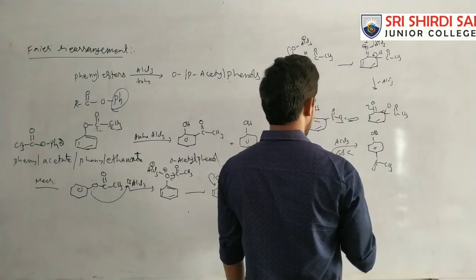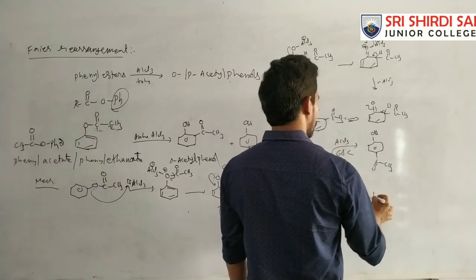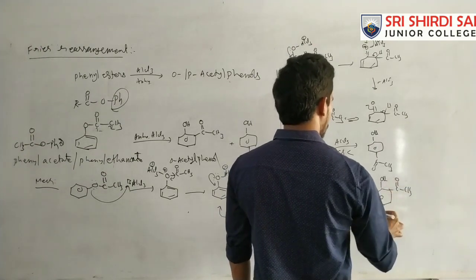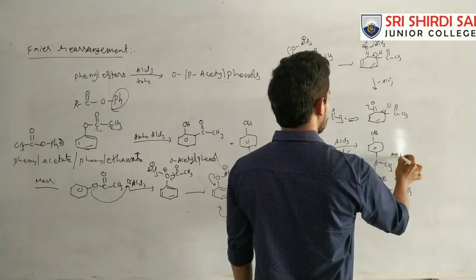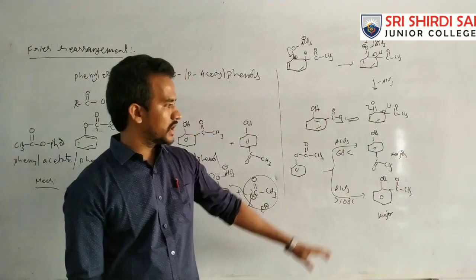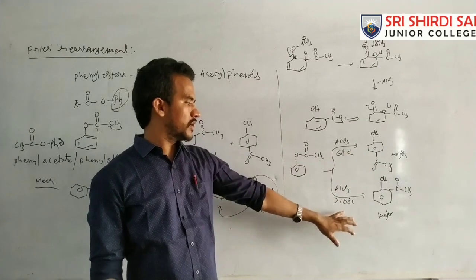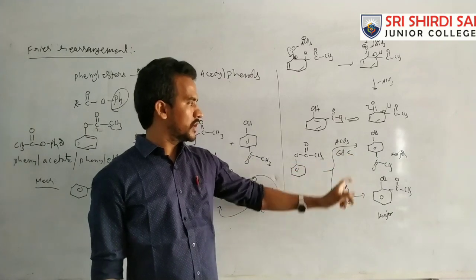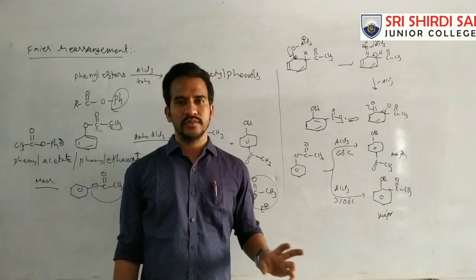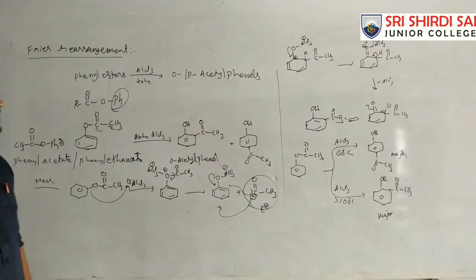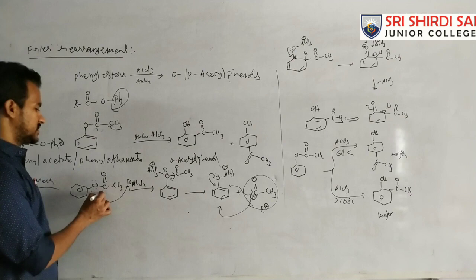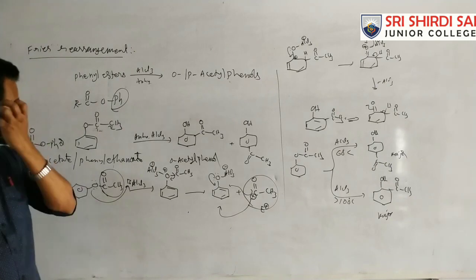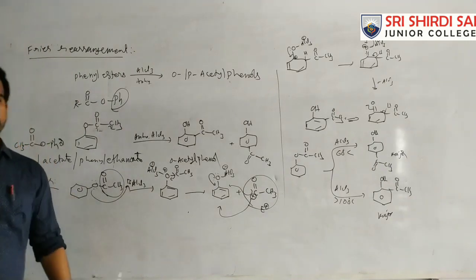Now, AlCl3 at more than 100 degrees centigrade gives ortho as the major product. It is temperature dependent: kinetically and thermodynamically favorable products. Ortho is the thermodynamically favorable product and para is the kinetically favorable product. At low temperature para, at high temperature ortho. So that is the Fries rearrangement. Very simply, the COCH3 group bonds with either the ortho position or the para position. So write this one.